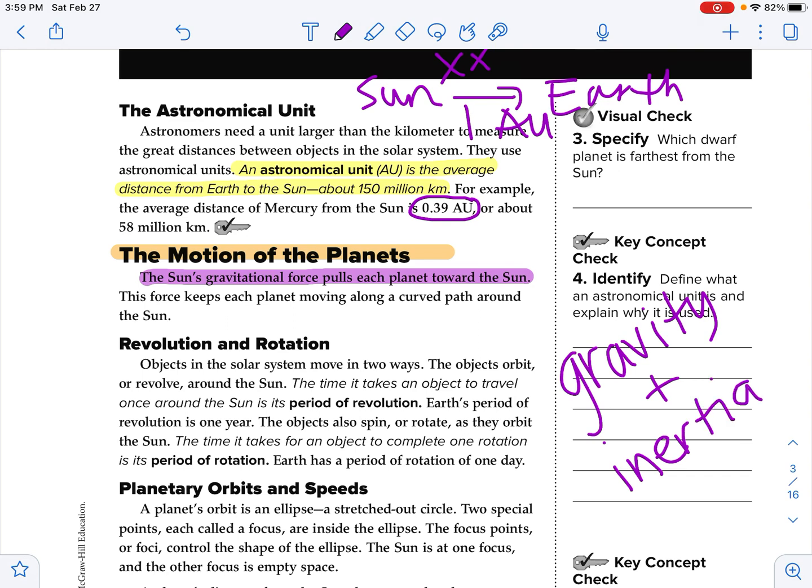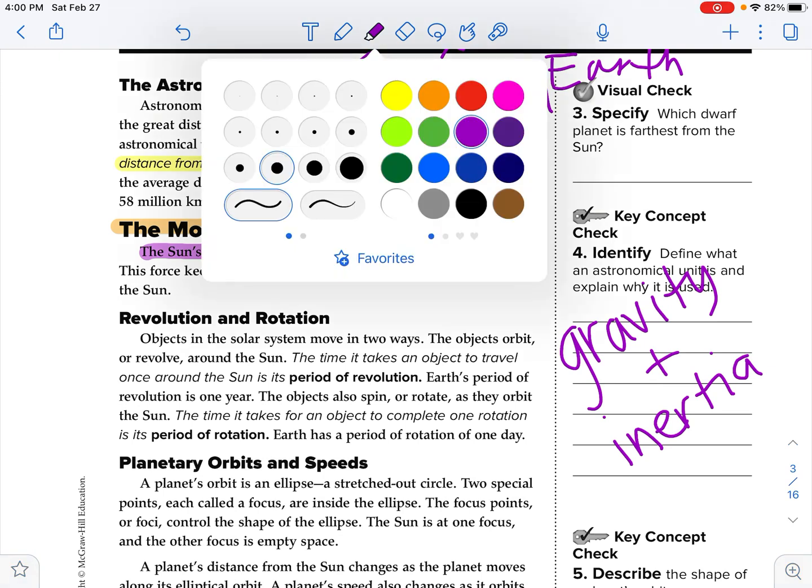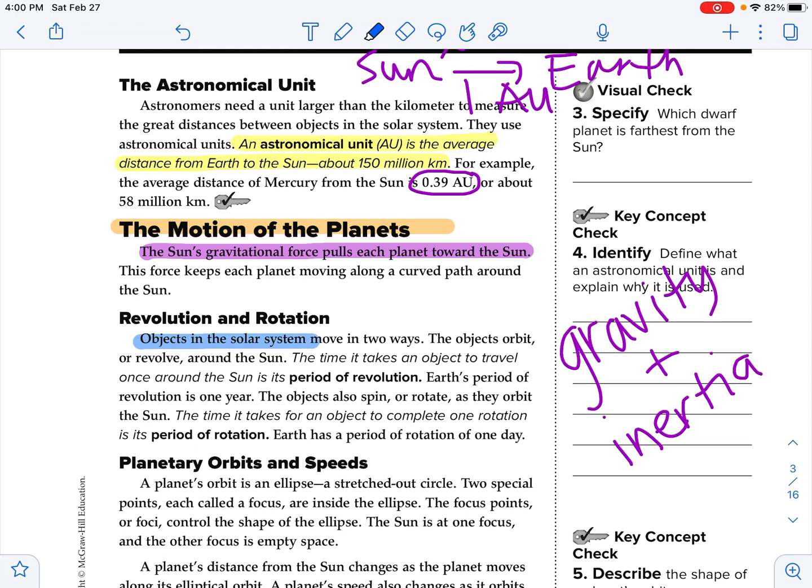Okay, so this next section is going to be very familiar to you because we studied Earth's motion of revolution and rotation, and we're going to learn that all the planets have revolution and rotation. So objects in the solar system move in two ways. The objects in the solar system move in two ways. The objects orbit or revolve around the sun.